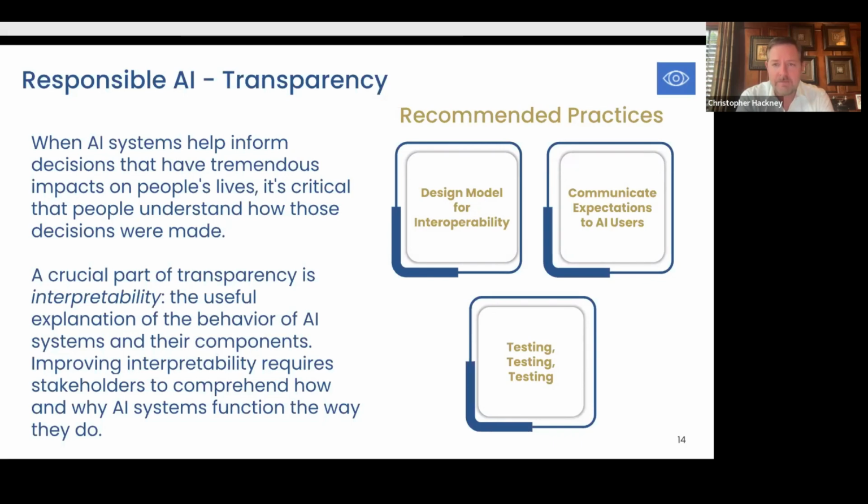So for recommended practices, you can look at design models for interpretability and making sure that's built in up front in the design period of a project. You need to communicate expectations on these projects to AI users, the expectations of how it's going to be built, trained, implemented, and then the outputs that will come from a project. And the third recommended best practice is testing, rigorous, repeatable testing to make sure that no variances start to develop within the models or the applications as you move forward and move towards broader adoption.